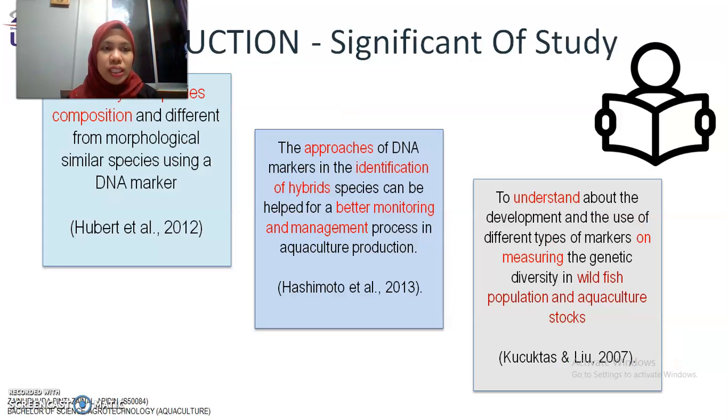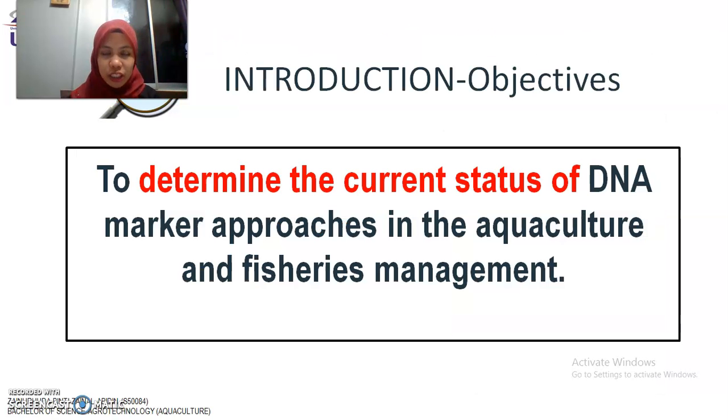The significance of this study is to verify the species composition and differences from the morphological species using the DNA marker. And the approach of DNA marker in hybrid species can help in better monitoring and management processes for aquaculture production. And lastly, to understand the development and different types of marker in measuring the genetic diversity in the population and aquaculture stock. So the objective of this study is to determine the current status of DNA marker approach in aquaculture and fisheries management.